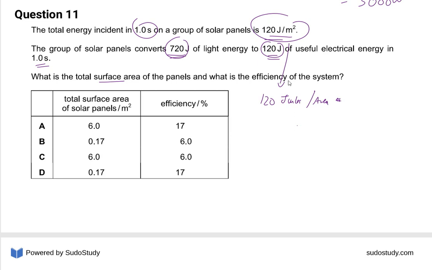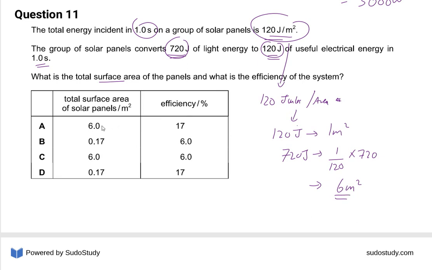So what we know from this is that 200 joules is falling on 1 meter squared. So therefore 720 joules, this will be 1 over 120 multiplied by 720. Okay, and this will give me 6 meters squared. Therefore we know that for this much energy, 6 meters squared of area is needed.